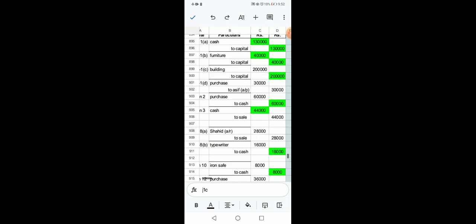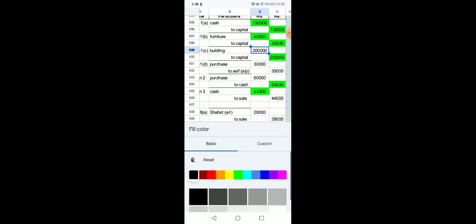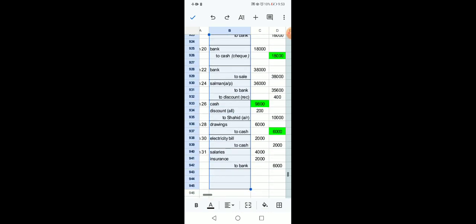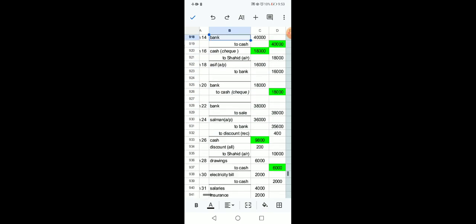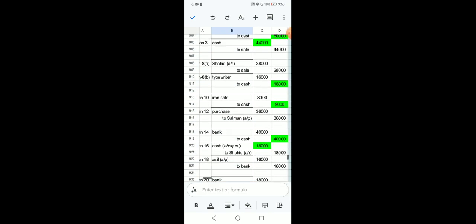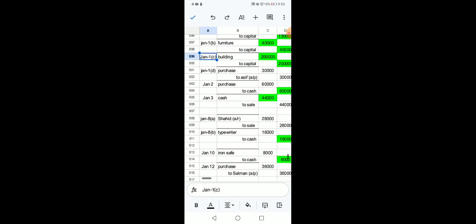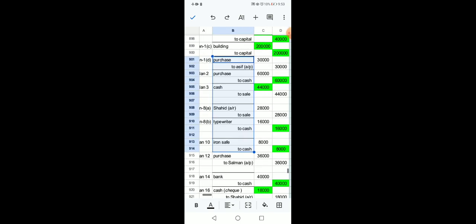Come over here, mark it as it has been done. We are making building's ledger, and 2 lakh is already been posted, meaning posting is completed. So we have marked it as it has been done. Now see, is building present in any other journal entries? You are looking at all of these journal entries, but we are unable to see building elsewhere. So building was present only in January 1C entry, and nothing is present elsewhere. So it means ledger for building is completed.